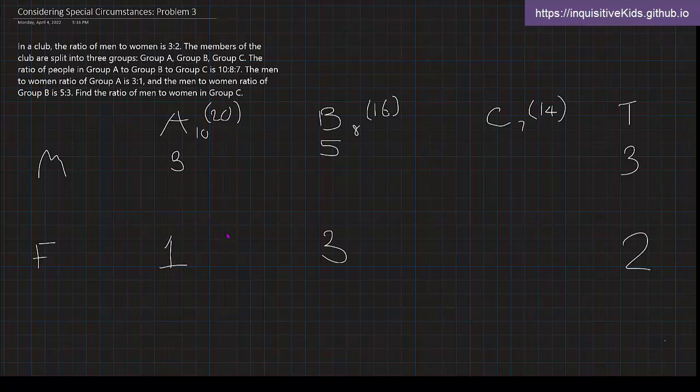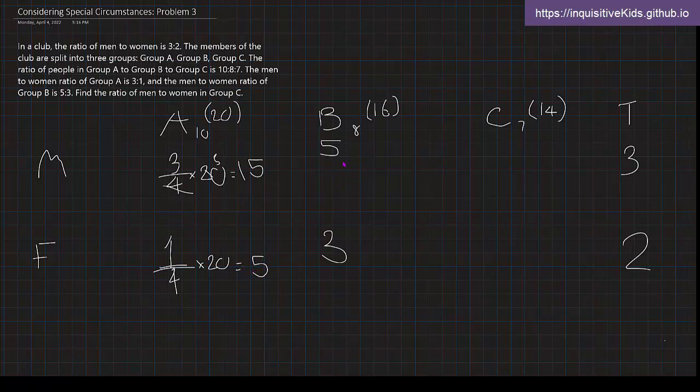So if in total in group A there are 20 people, and we know that there are 4 parts right now, 3 and 1, then 3 out of those 4 parts are men, and 1 out of those parts are female. So over here we get 15 people. So there are 15 men in group A, and there are 5 women in group A.